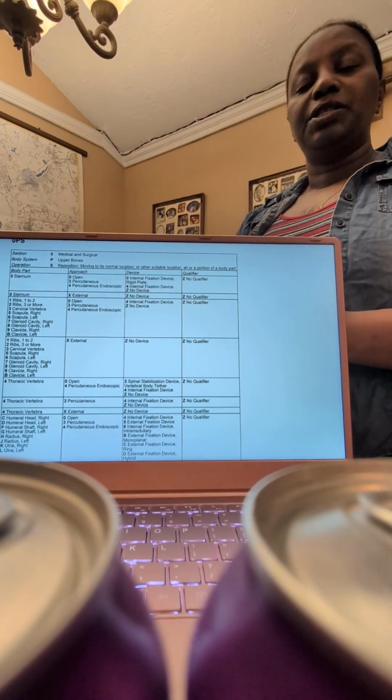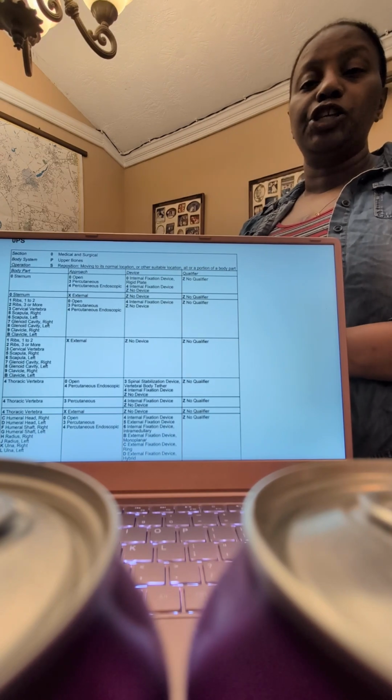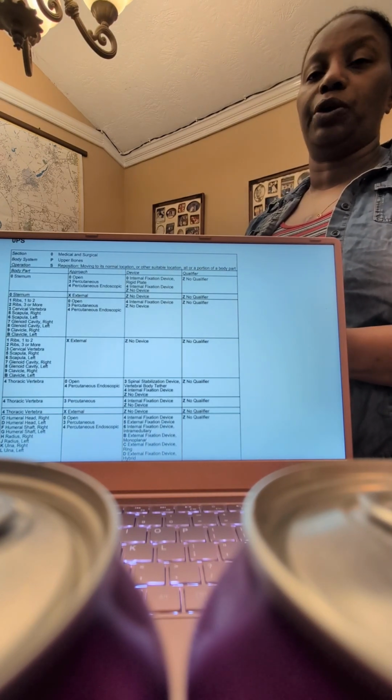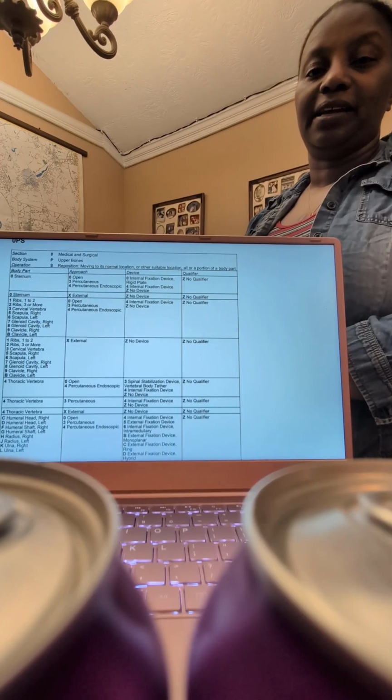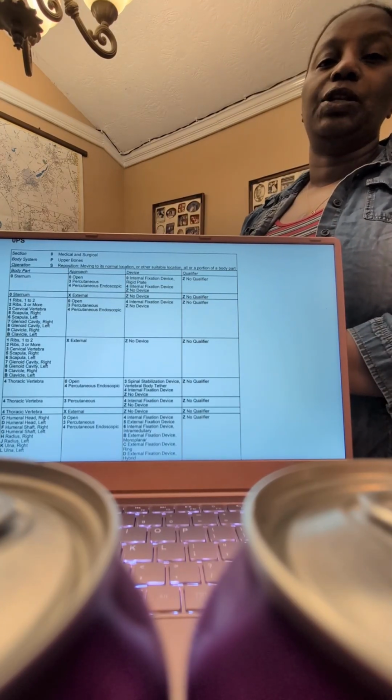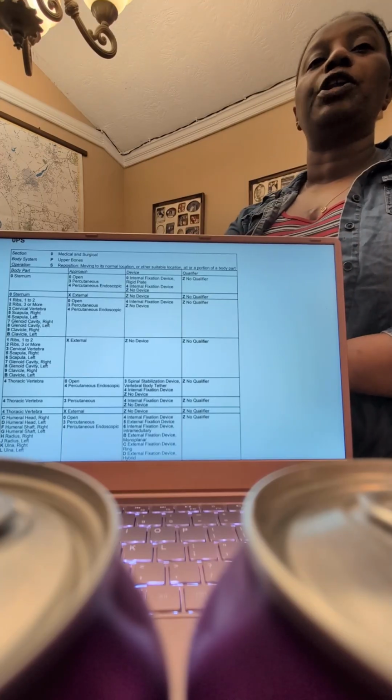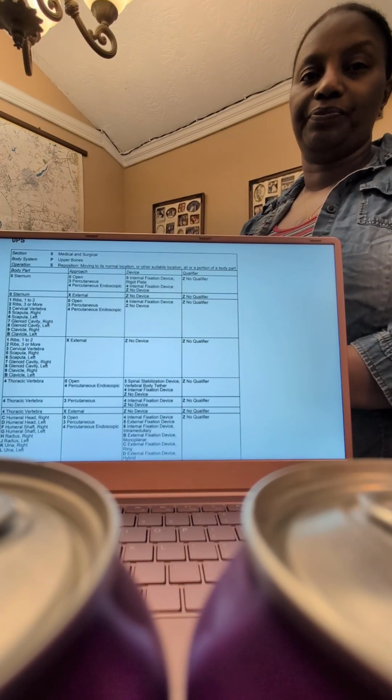Some things I may come into contact with as far as any issues will be if my physician does not document well or is lacking. With ICD-10, we are unable to use guess codes. We can only report what is there.